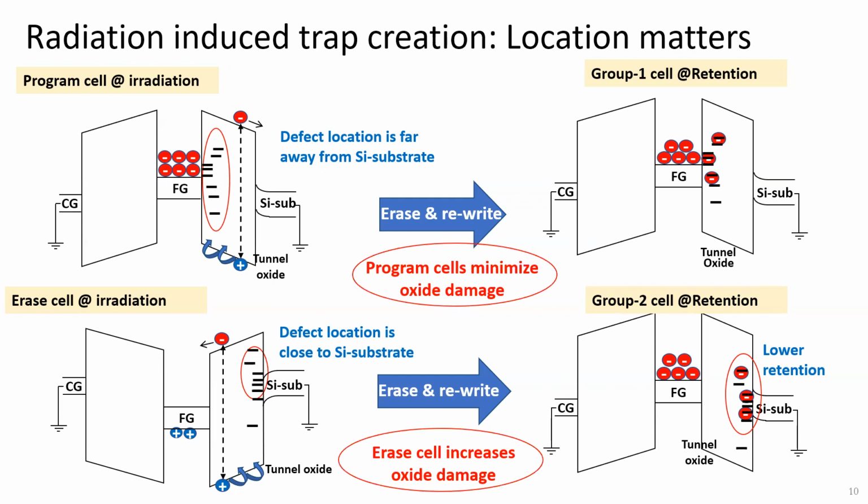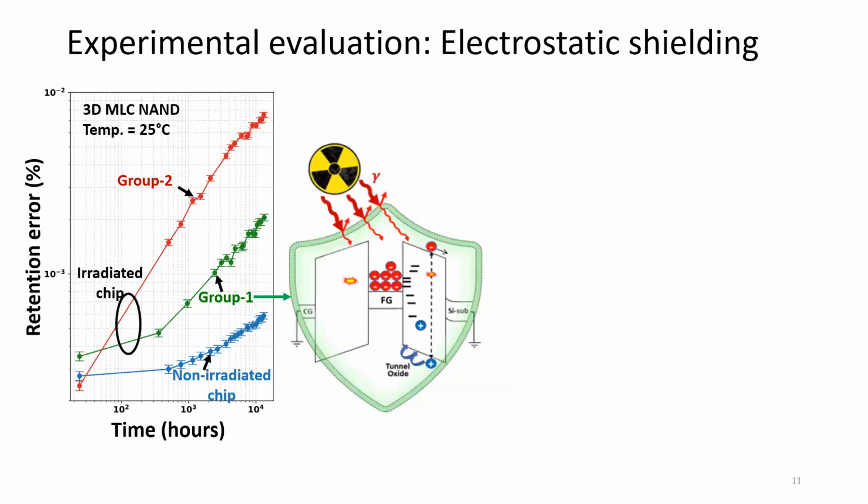Okay, so programming cells minimizes the permanent defect creation. So this is our experimental evaluation of electrostatic shielding.